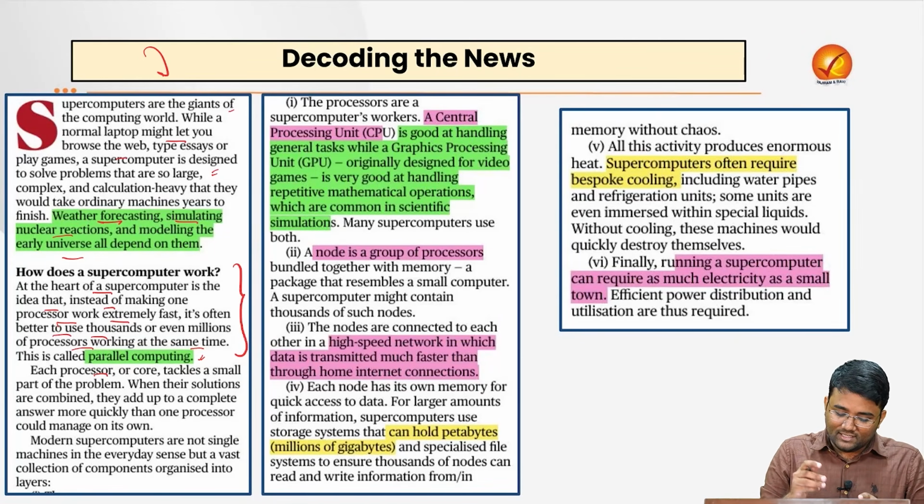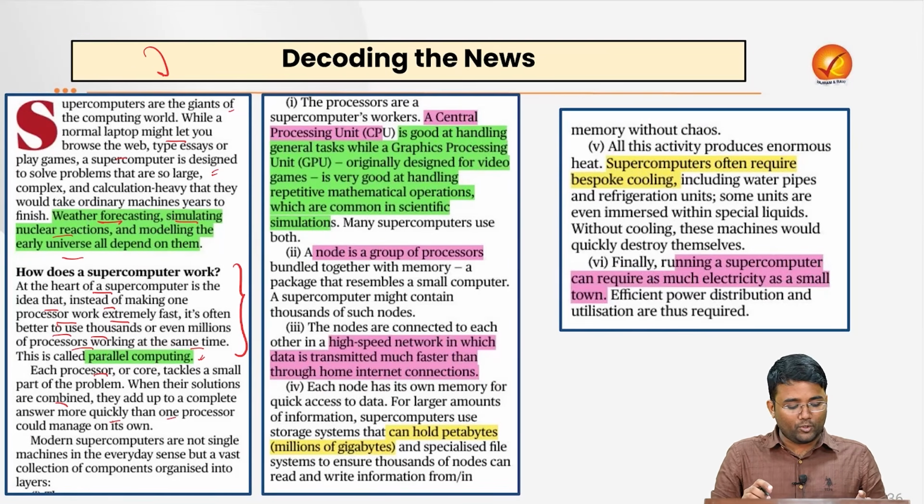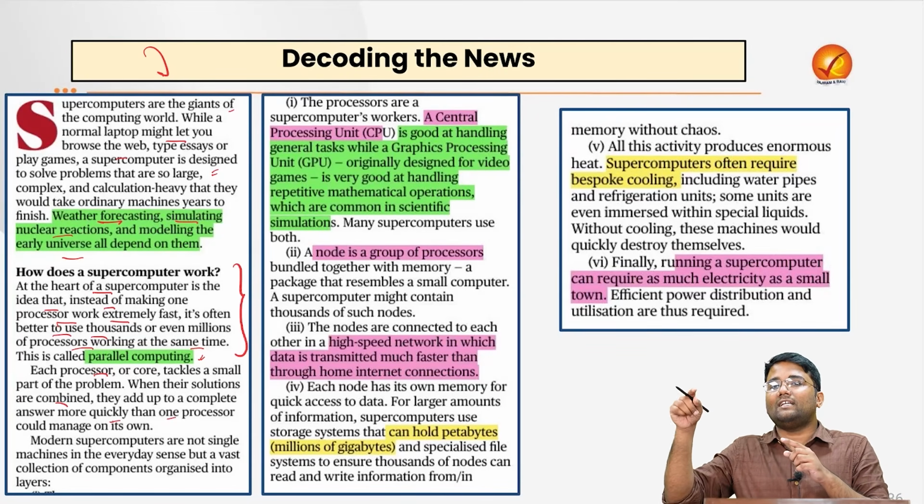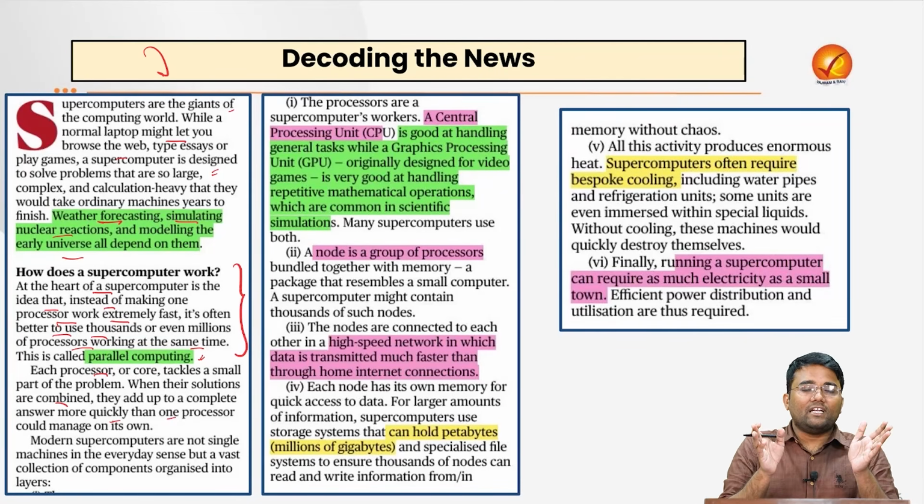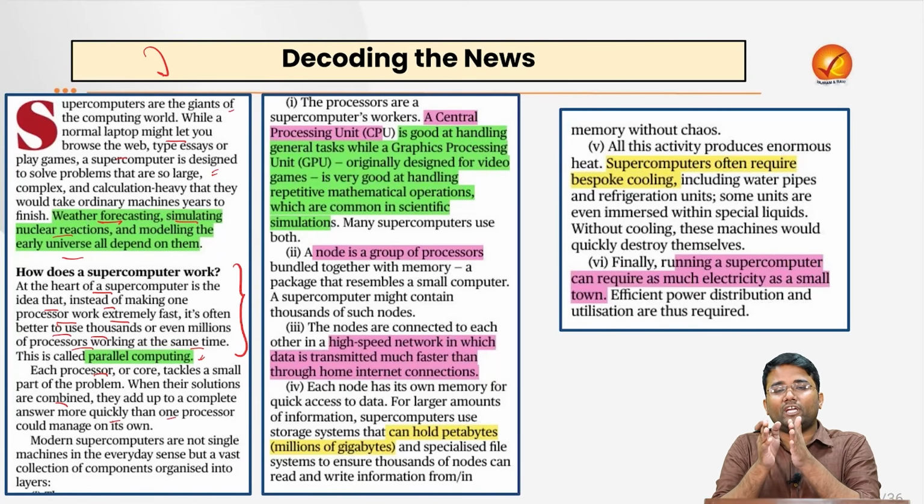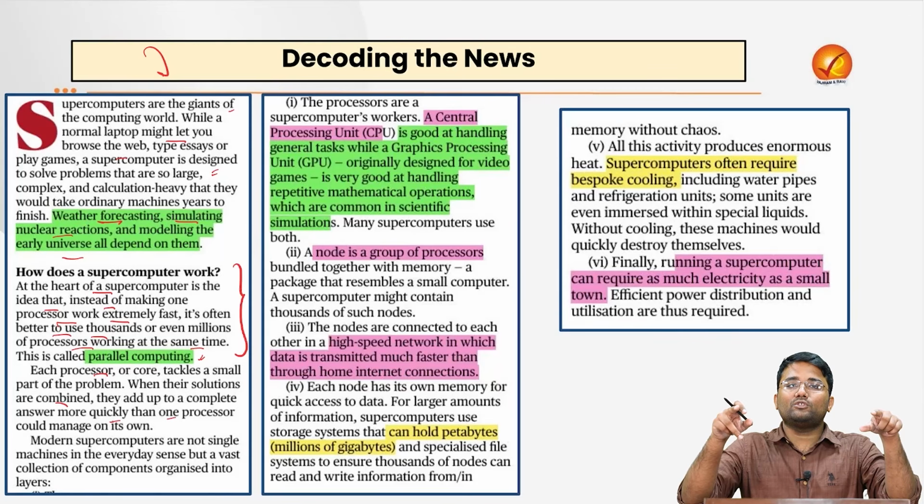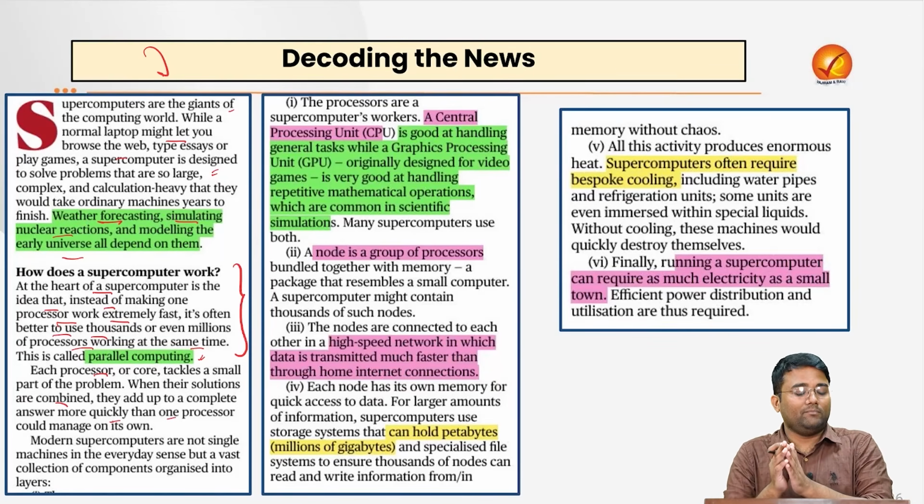Each processor tackles a small part of the problem. When their solutions are combined, they add up to a complete answer more quickly than one processor could manage on its own. If there is only one processor, it will take a lot of time to do all the assigned tasks. But if the problem is broken into small pieces and different processors perform those tasks, it will take less time.